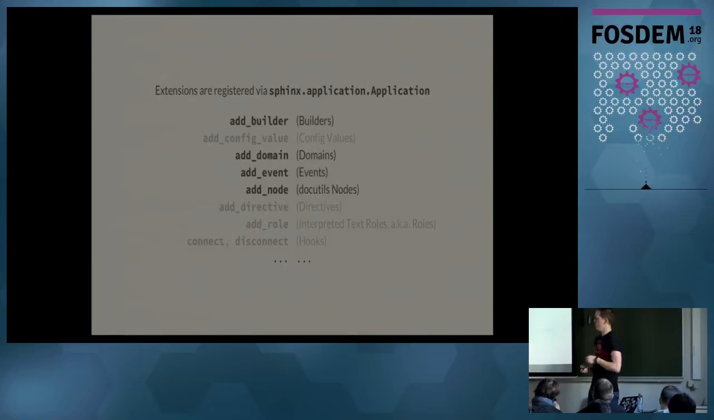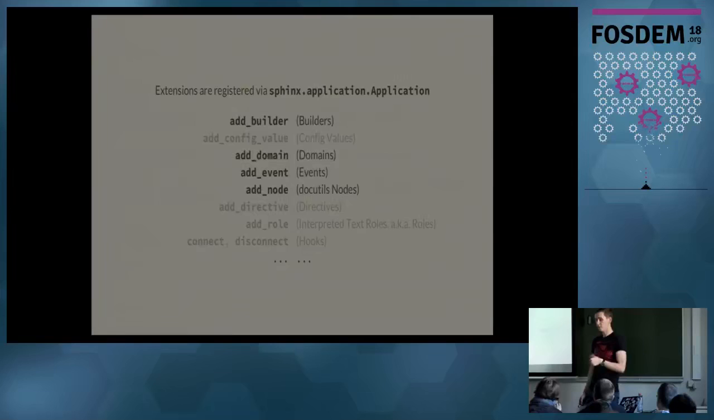Domains are a way of grouping roles and directives together. So there's a domain for Python available in Sphinx. There's a domain for C, possibly one for C++. I don't know, I've never used it. Again, like in PyPI, there are other ones for Java. There's ones for Ruby. Pretty much any mainstream language is going to have a domain available for it.